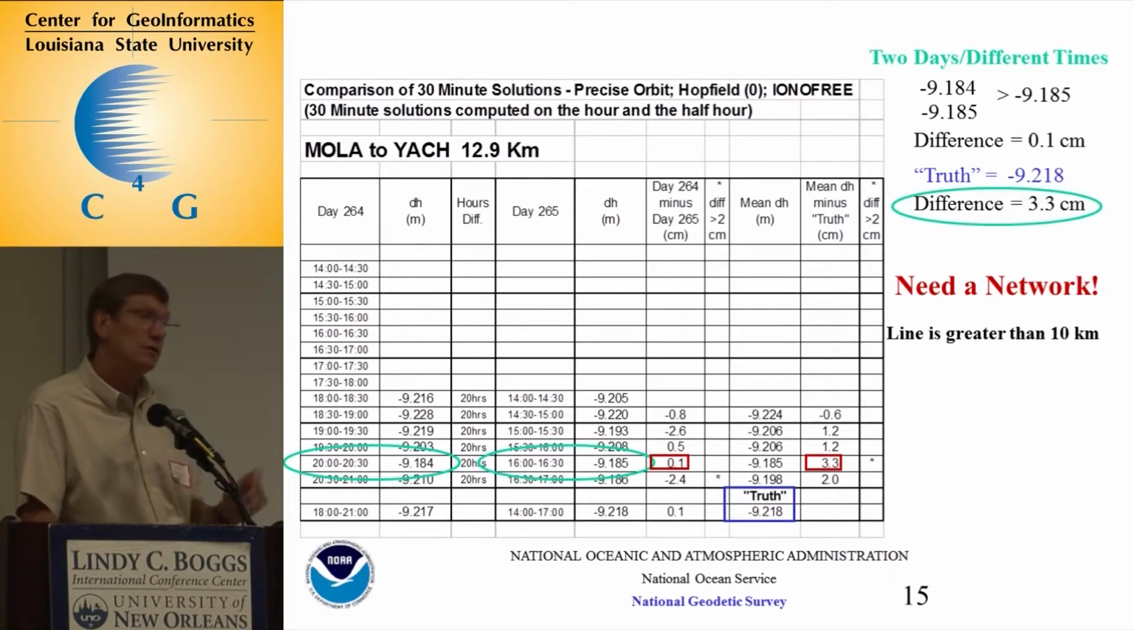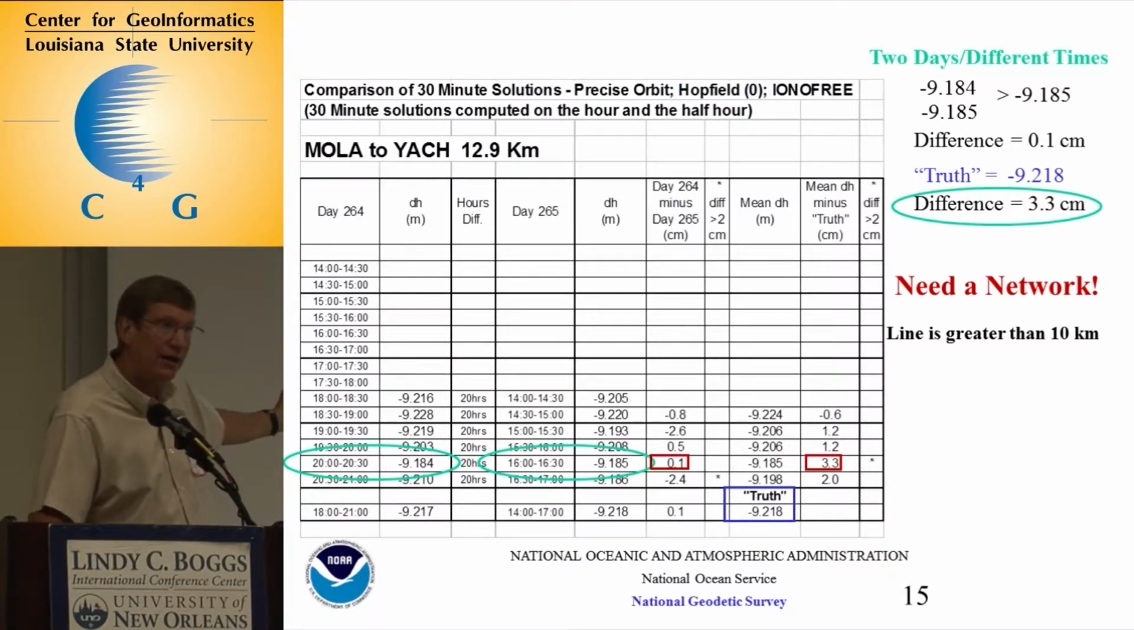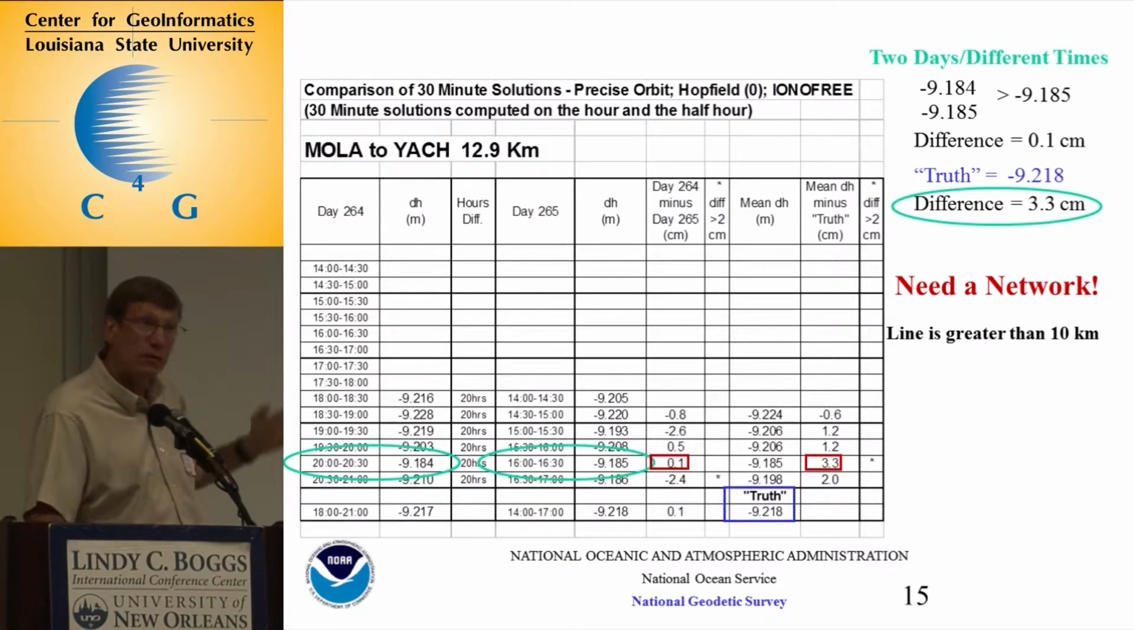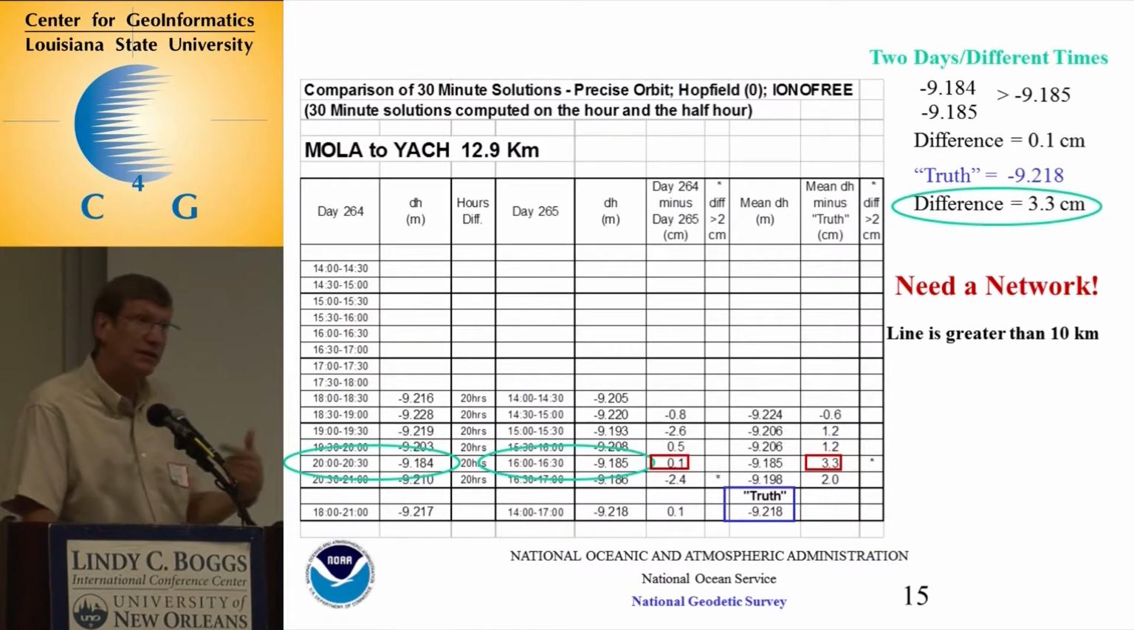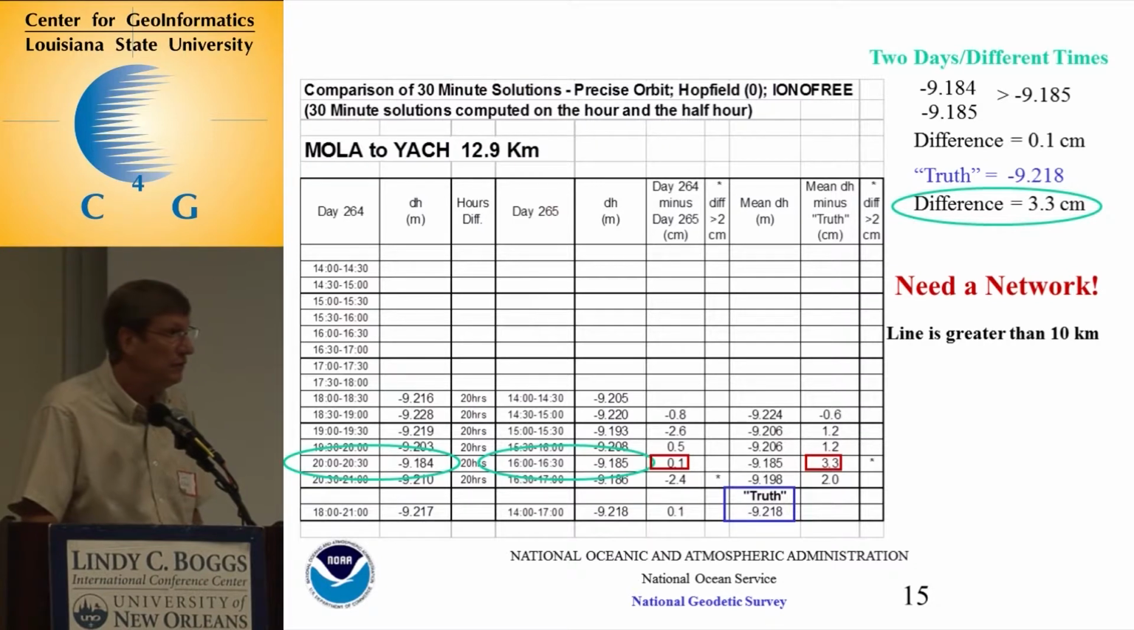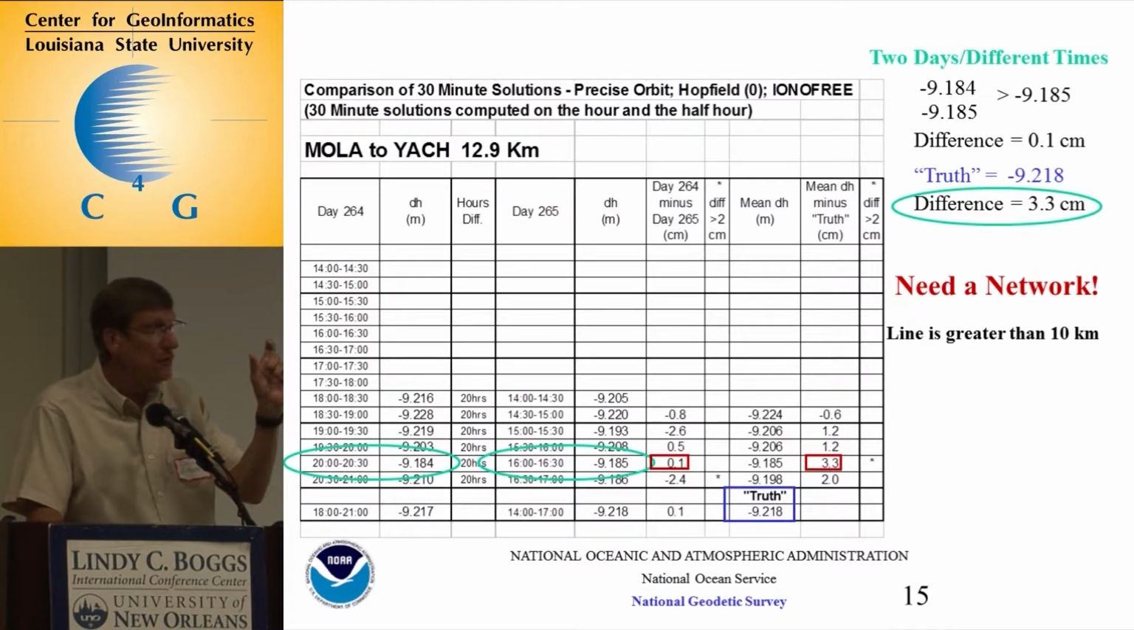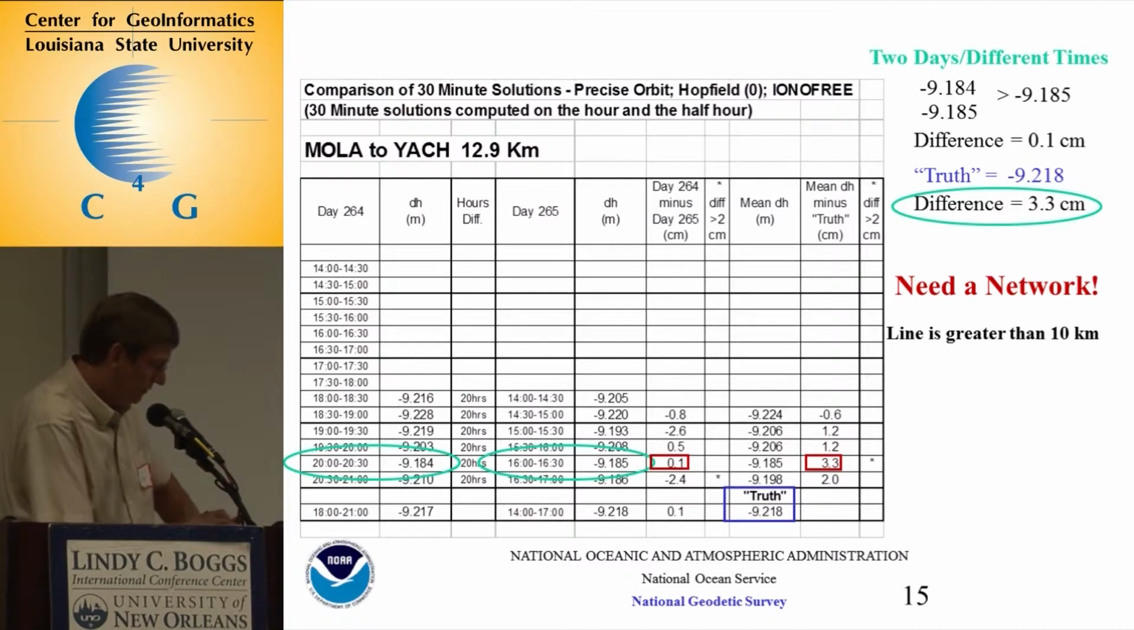Point being, though, here's where if you follow the guidelines on an individual baseline, different time of the day, different day, the guidelines say you ought to be close to truth. Well, in this case, you're not. You're 3 centimeters off. You're supposed to be better than that. But the guideline also says you have to connect these stations with each other, and you have to be able to tie into control so that you're able to check, which I'll show you a little bit later.